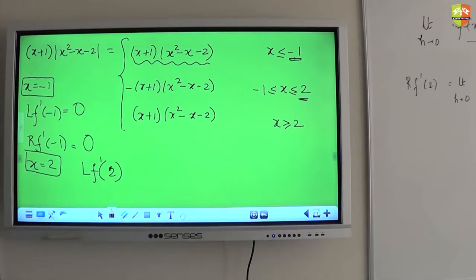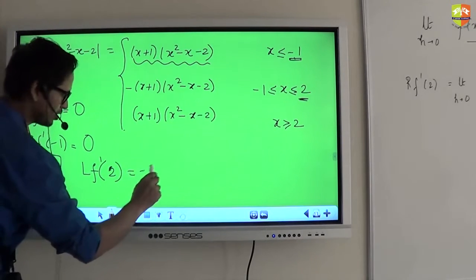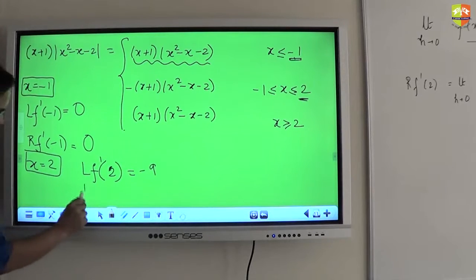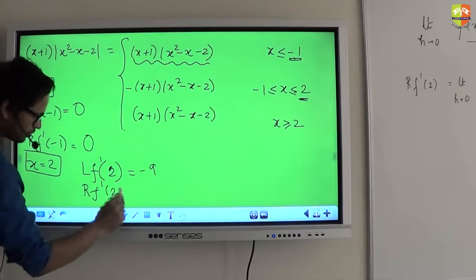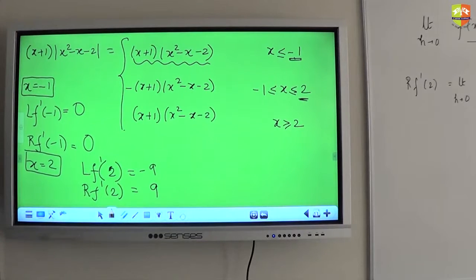Let others also confirm. Minus 9. I'm assuming you are correct. Now, what is the right hand derivative at 2? Plus 9. Are they equal? No. Left hand derivative, right hand derivative not equal. Clearly suggesting that there has to be a kink or a corner at that point and hence not differentiable. Is the idea clear? So much analysis we did just on modding a function. Is it fine? Alright. Moving on.